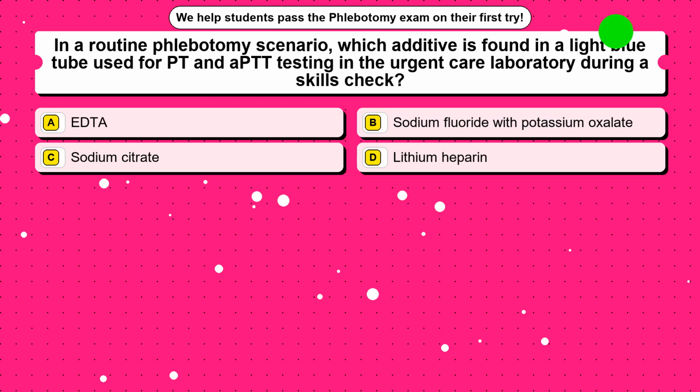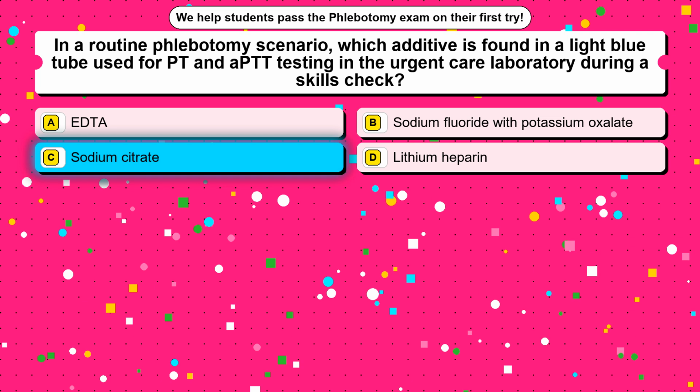Question 18. In a routine phlebotomy scenario, which additive is found in a light blue tube used for patient and APTT testing in the urgent care laboratory during a skills check? Option A, EDTA. Option B, sodium fluoride with potassium oxalate. Option C, sodium citrate. Option D, lithium heparin. The correct answer is option C, sodium citrate.